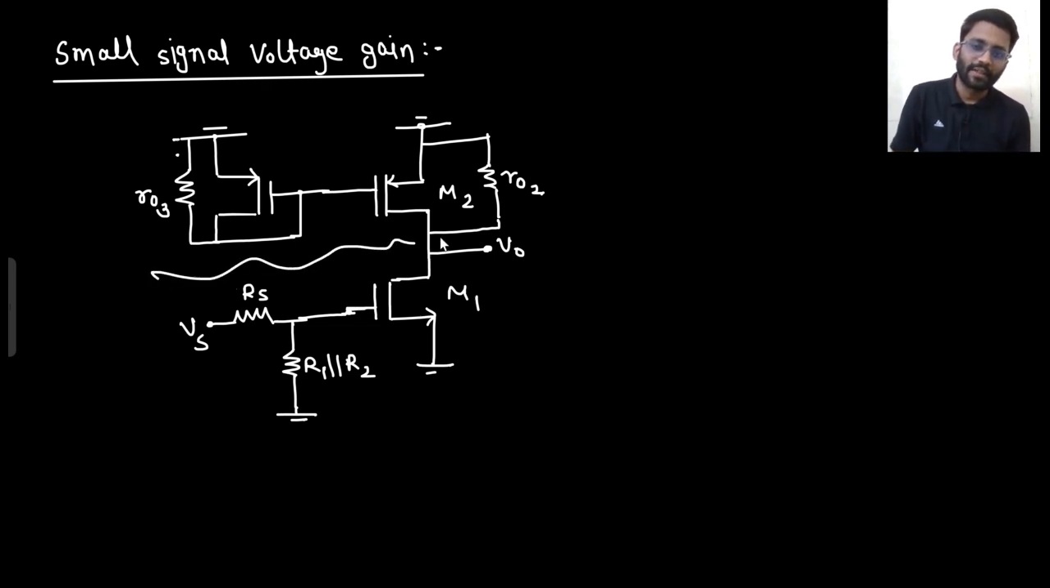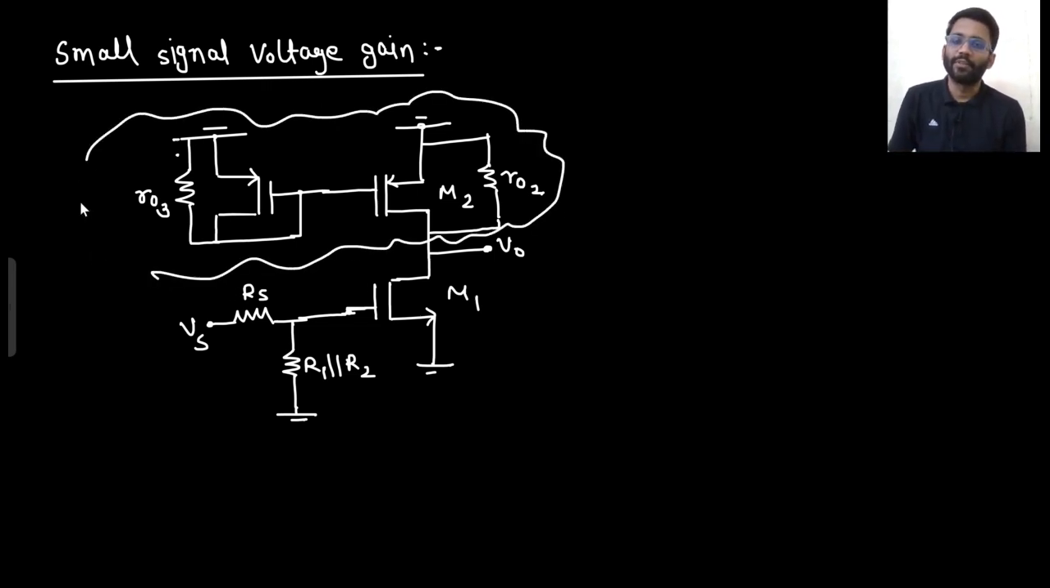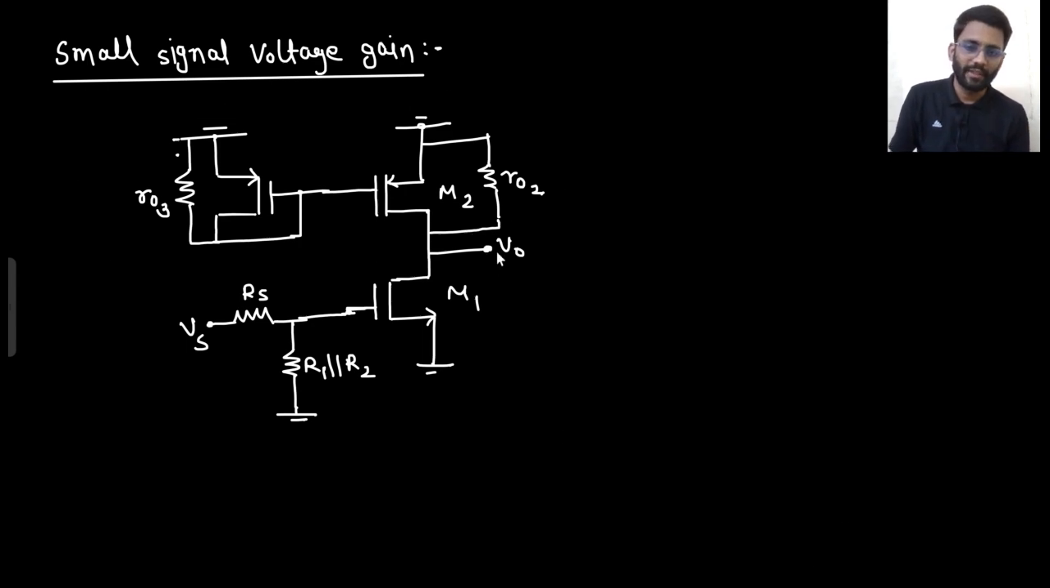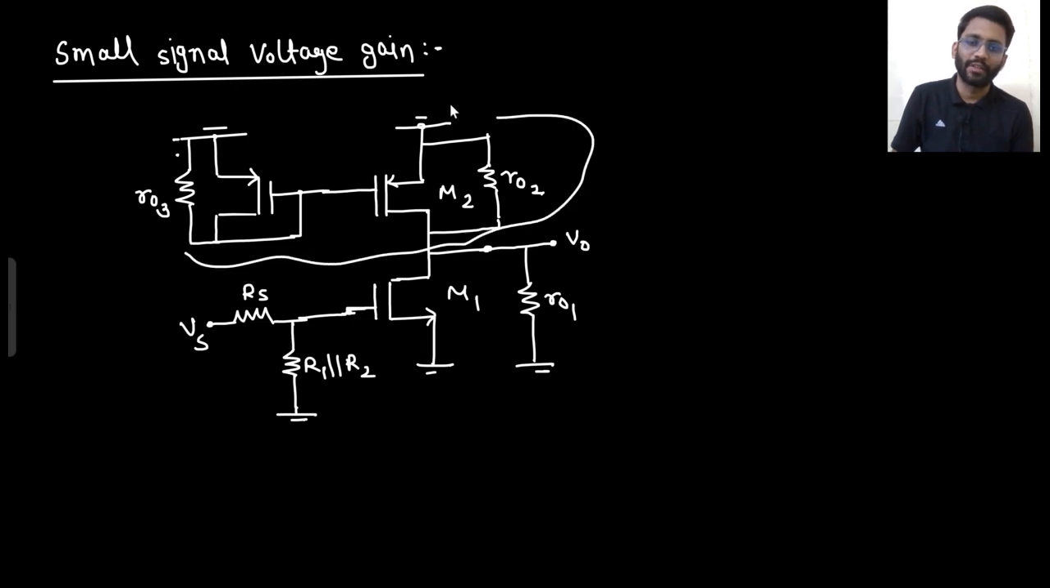What will happen to this circuitry? This is the task. What will happen to this much of circuitry? Because one thing I know is that from V0 to ground, I see R01. From V0 to ground, I see this MOS, and from V0 to ground, I see this much of circuitry.